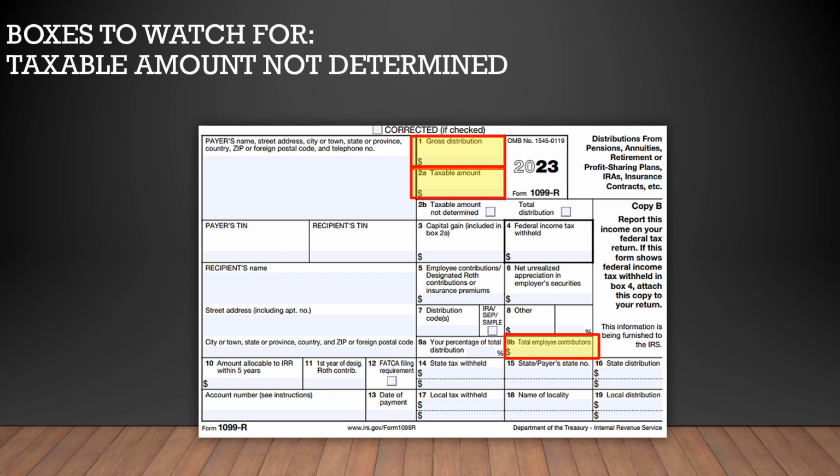And after that, here's a good visual of what boxes you'll be scanning for. So again, that 2A taxable amount might be 0 or empty. You look for 2B, is the taxable amount not determined checkbox checked. And then again in 9B, there's your total employee contributions. So again, those would have been after-tax contributions that our taxpayer is going to want to subtract out of their gross distribution, of course.